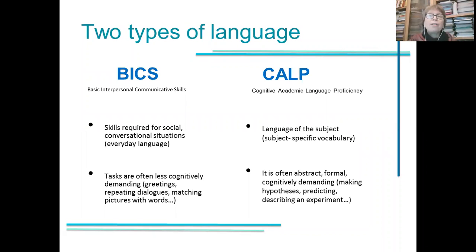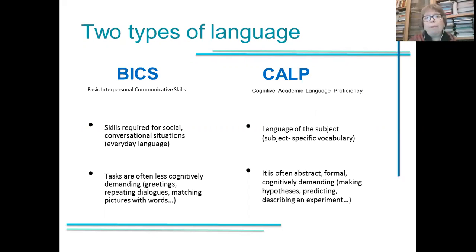Before going through some effective strategies that I have tried out through these years, I need you to focus your attention on some aspects of CLIL. Otherwise, you don't understand why it's important to use certain strategies instead of others. So, speaking about language acquisition and language development, we have to be aware that two types of language exist.